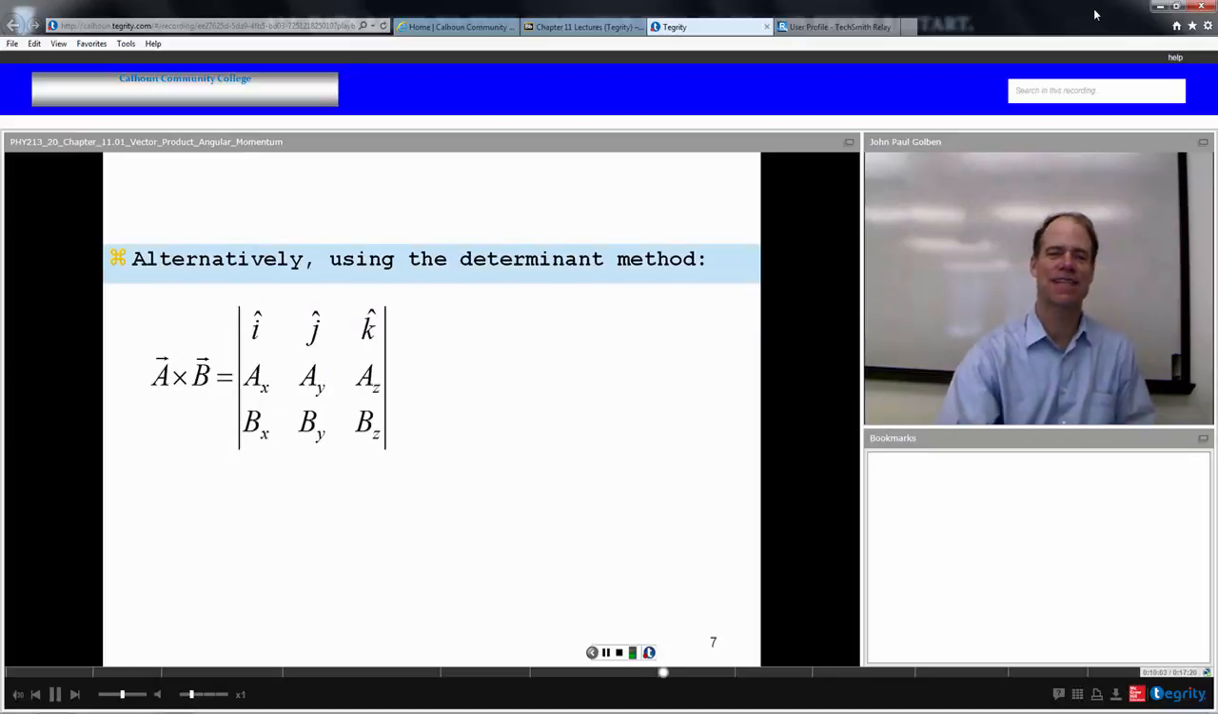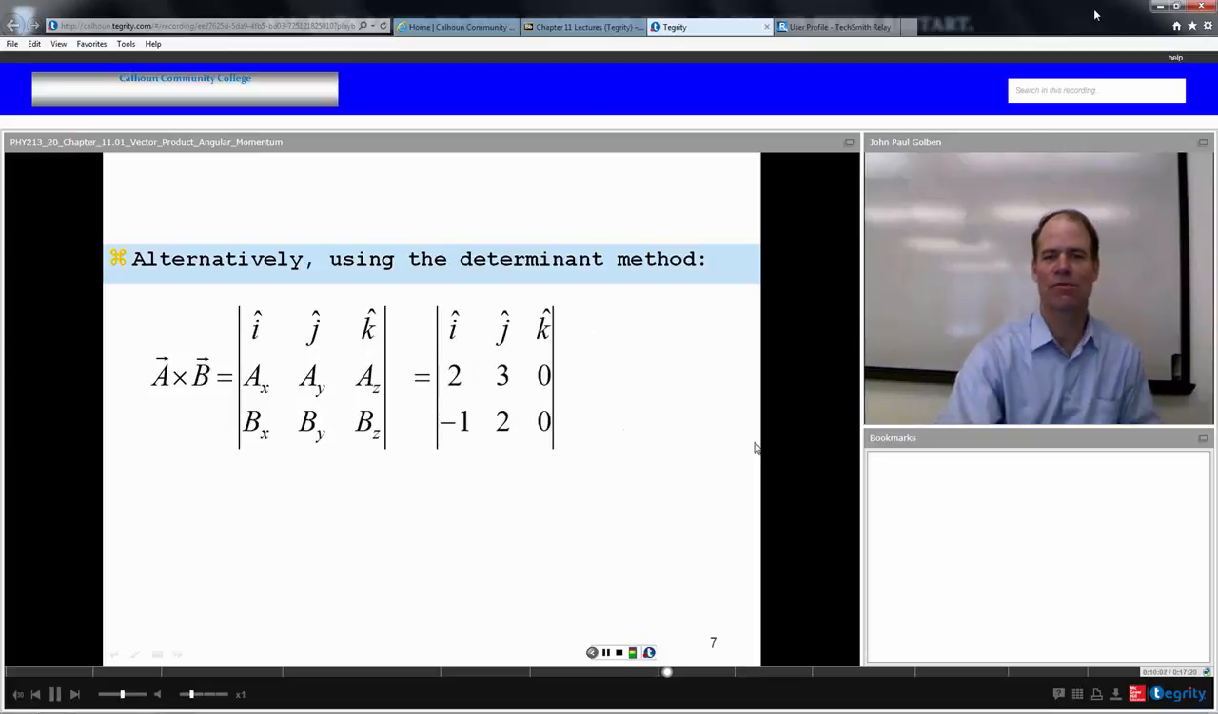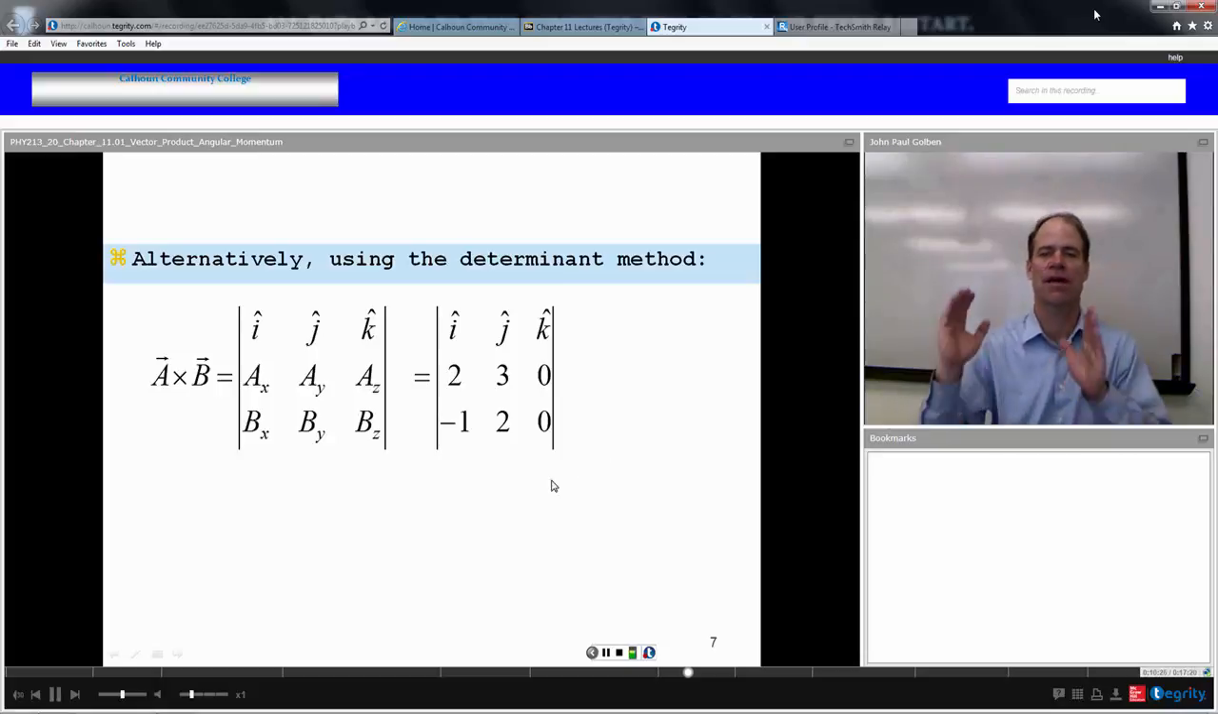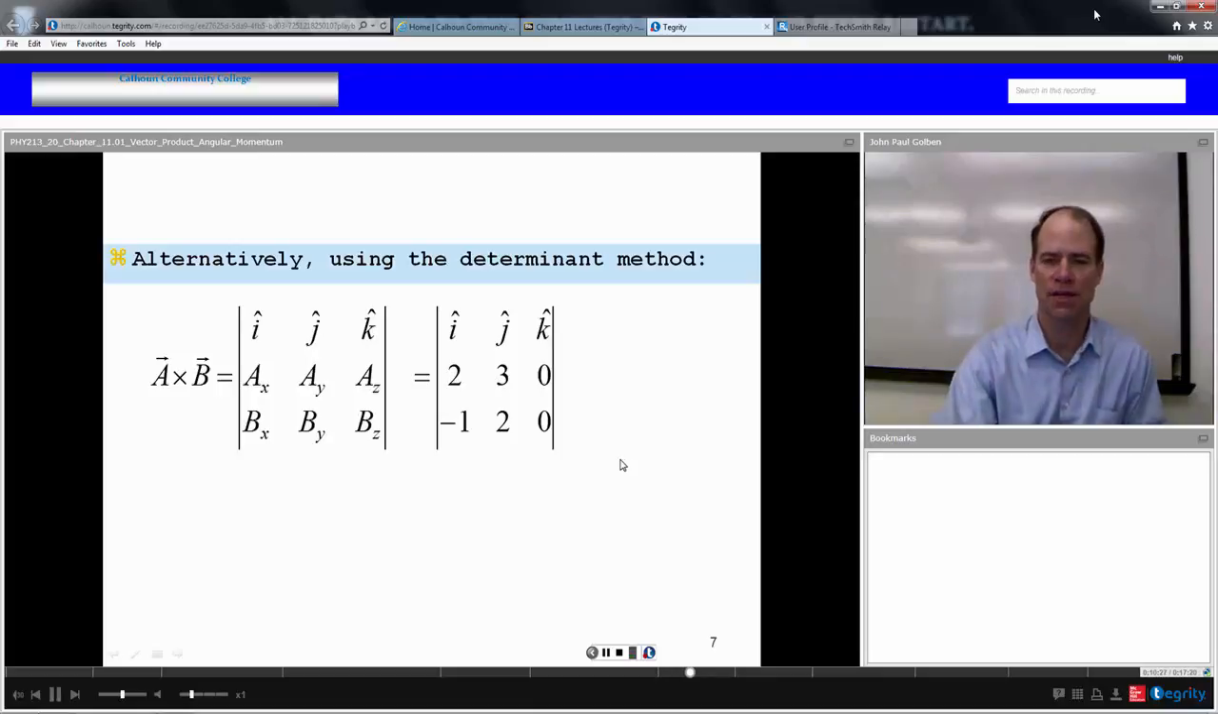I could do the same thing using the determinant method. I'm going to fill my first row with ijk, my second row with the coefficients of vector A, which in this case would be 2, 3, and 0, no k component to A. And my last row is the coefficients of the vector B, negative 1, 2, and also 0. I wish to find the determinant of this.